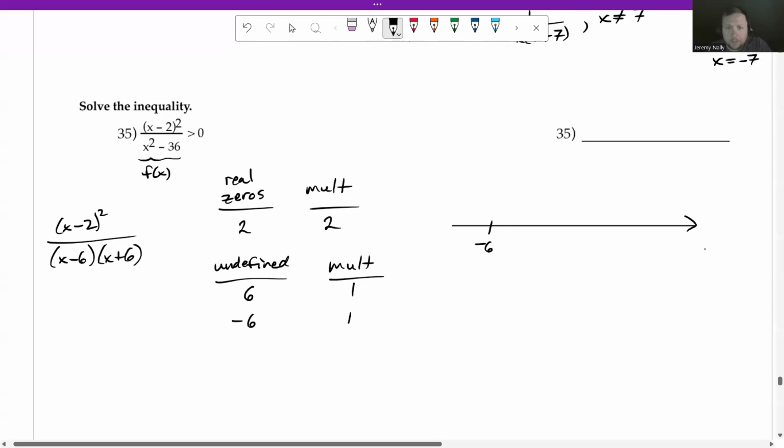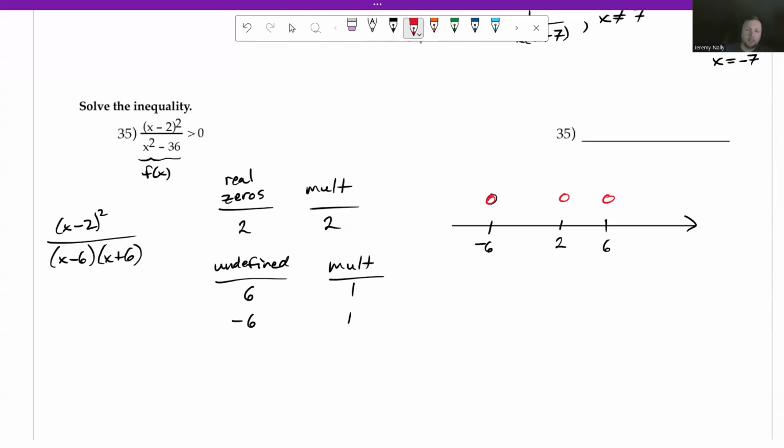Okay, negative 6, 2, and positive 6. Now I'm going to mark these with open circles, because none of these are going to be included because of the strict inequality. And then test value, how about, let's go ahead and just use 1, or let's use 0. So we're going to test f of 0.